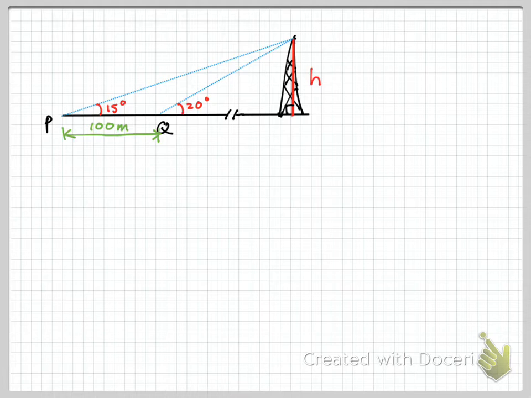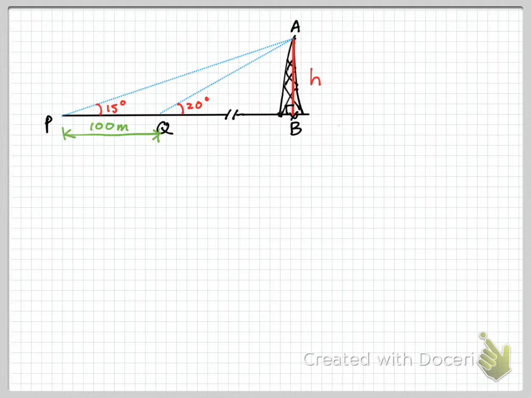Their angles of elevation are 15 degrees and 20 degrees respectively. The separation between P and Q is 100 meters. And of course, PQ and the base of the tower must be on the same straight line. If you look at it from the top, the tower is here, P is here, then Q must be here. Q cannot be somewhere here. That will be another issue if PQ and the base of the tower are not on the same straight line. So let me label the points: this is point B, this is point A.